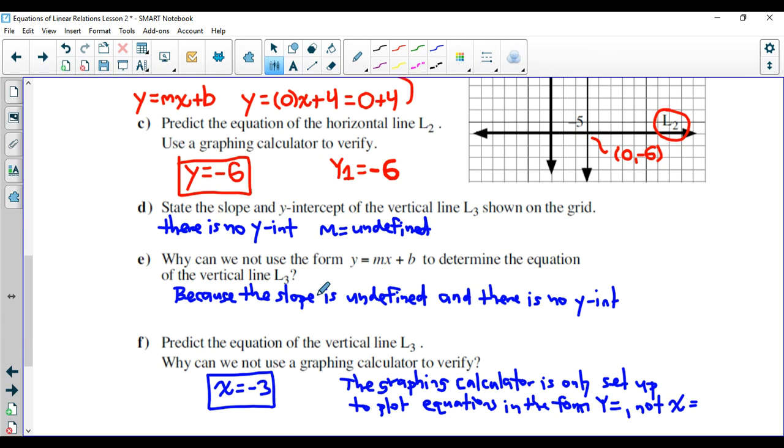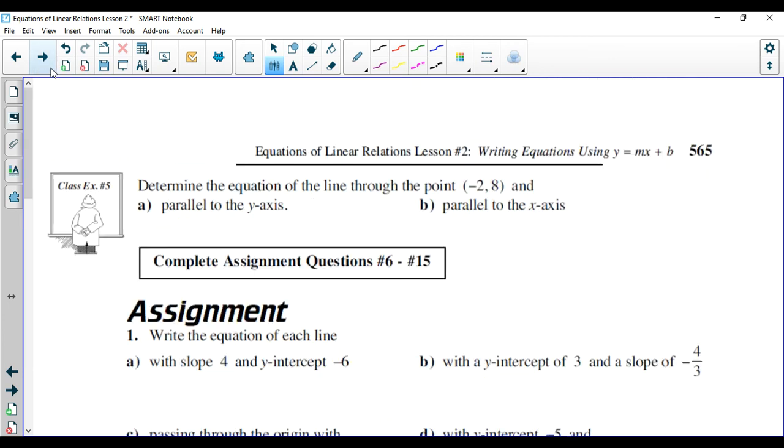There might be a workaround way to do it, but the way that the calculator is generally set up, there's not really a way that we can actually plot that. Okay, because the graphing calculator plots y equals, it does not plot x equals.